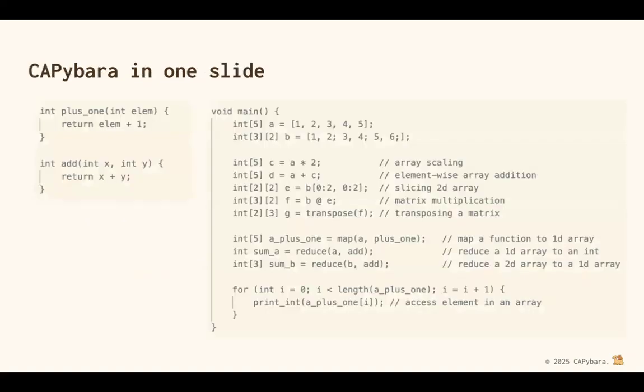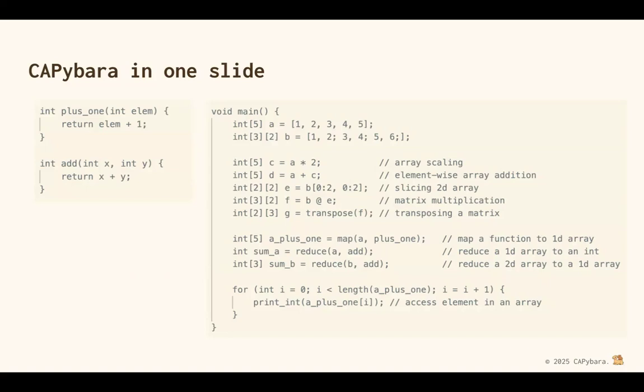So here's Capybara in one slide. We're just going to step through the code. As you can see, it looks pretty similar to C. We have a normal C array, and then we have a matrix, but notably, the rows are delineated by a semicolon, including the last one. There's element-wise array scaling, where we multiply the array by 2, and then element-wise array addition, where we add the arrays together. Like I mentioned, you can also do this with subtraction, multiplication, and division.